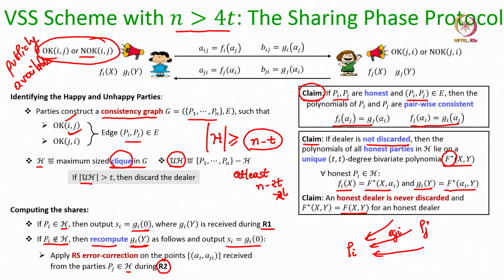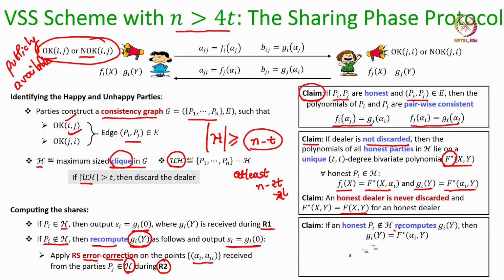So, for the unhappy parties, whatever common points you have received during the second round, ignore them, and focus just on the a_ji values, the common values which p_i would have received during the second round from the happy parties. Then it applies Reed-Solomon error correction to get a t degree polynomial, and we will show it will get a t degree polynomial. That t degree polynomial, obtained by applying Reed-Solomon error correction on the common a_ji values received during round 2, is taken as the recomputed column polynomial by p_i, and as I said earlier, the constant term of this recomputed polynomial is taken as the share by party p_i.